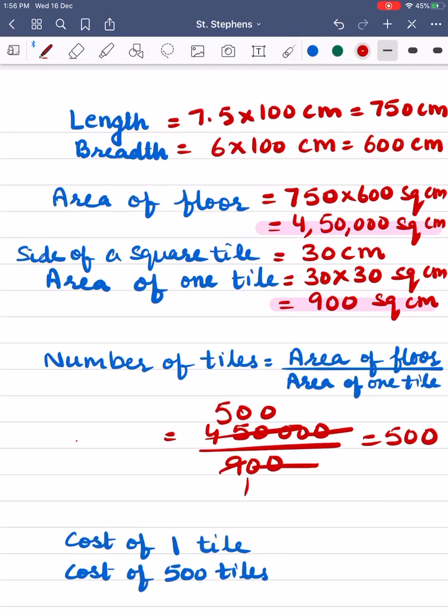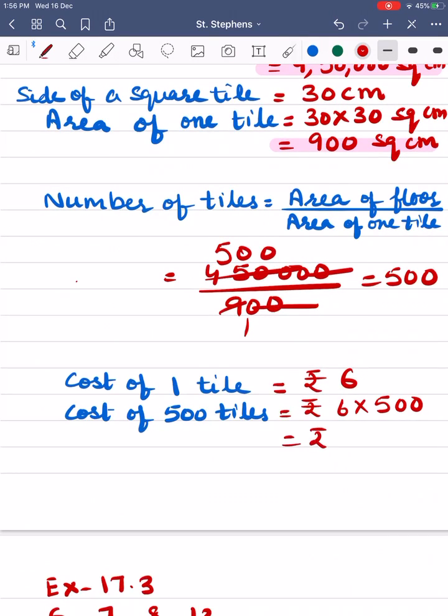And we know the cost of one tile is rupees 6. So the cost of 500 tiles is rupees 6 into 500. So it is equal to rupees 3,000. So children, the cost of flooring the room with tiles is rupees 3,000. I hope you have understood these questions.